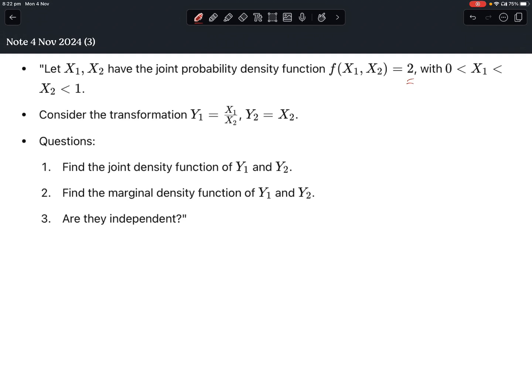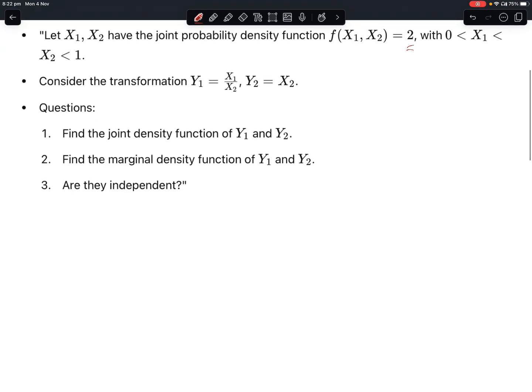Our first task is to find the joint density function of Y1 and Y2. To begin, we need to rewrite the original variables X1 and X2 in terms of the transformed variables first. With the transformation given, X1 is equal to Y1 multiplied by X2, which is Y1 multiplied by Y2. And X2 is equal to Y2.